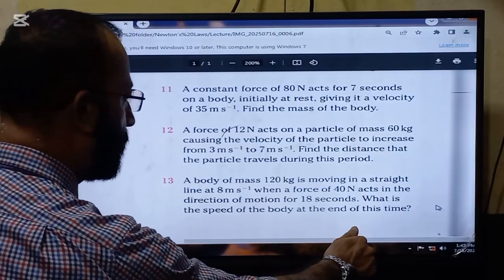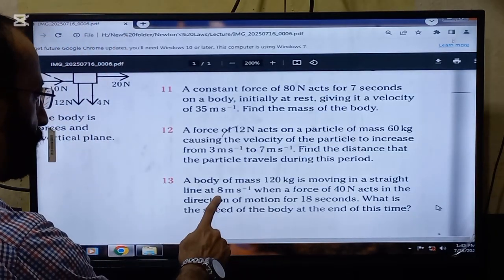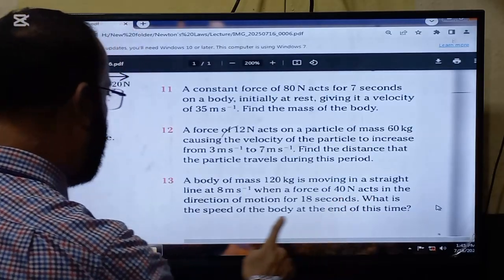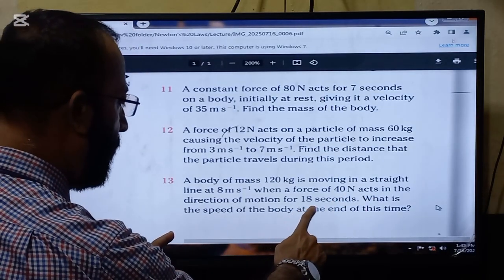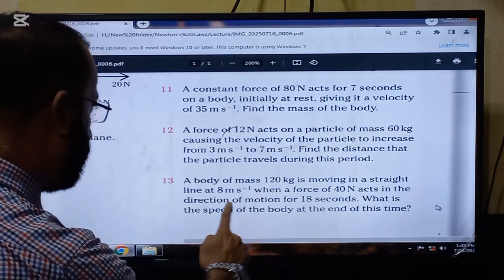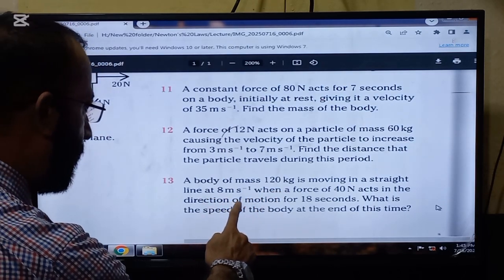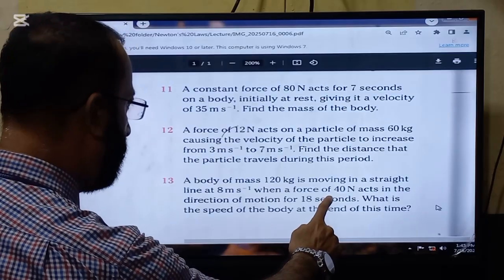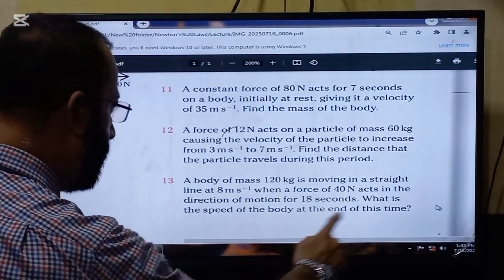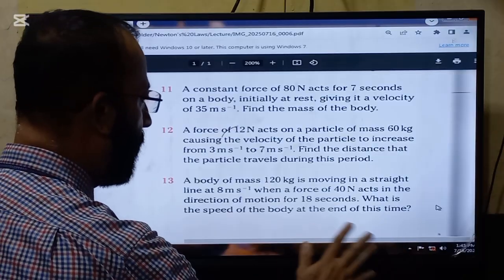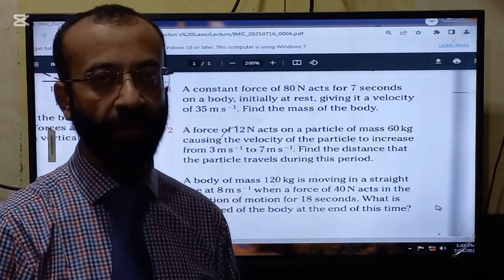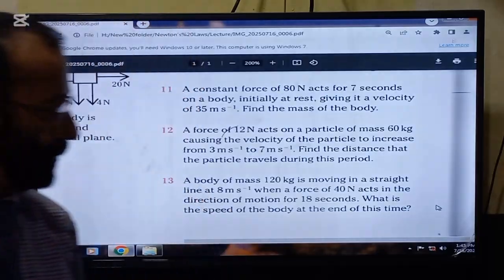So it means final velocity V is the requirement, U is 8 meter per second, F is 40 Newton and time is 18 seconds. So the data is M 120 kg, U 8 meter per second, F is 40 Newton, T is 18 second, and V is equal to question mark. V is the requirement. So this is the data. So now come to the board. We will solve it on the board now.